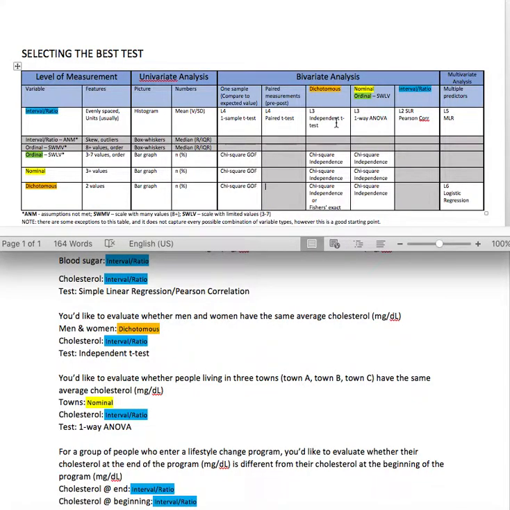So I encourage you to find something that works for you, and this is just one method that I found works for some students. So good luck on your quiz. Please take it multiple times, and I look forward to seeing your learning in this area.